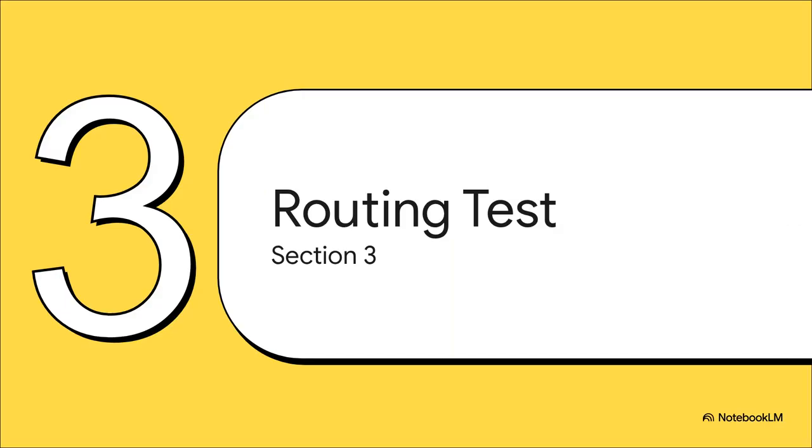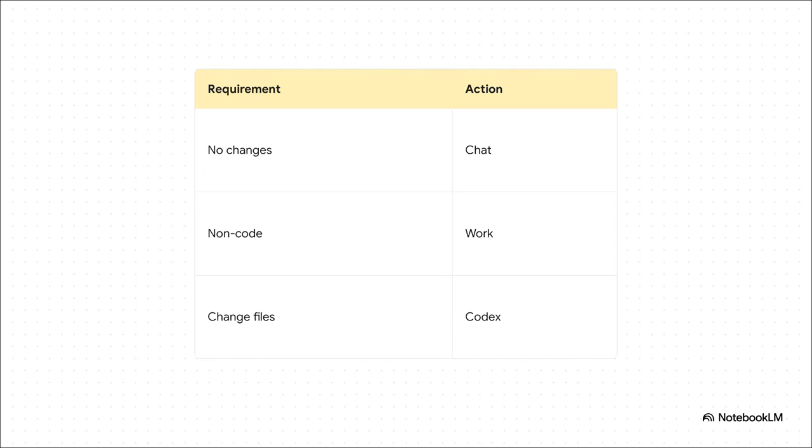So how do we do that? Section 3, the 5-second routing test. You can immediately stop wasting tokens by using this simple 5-second routing matrix. It all boils down to one core principle. Think in chat, produce in Work, build and verify in Codex. It's really that simple. If you don't need to change any files, just use chat.